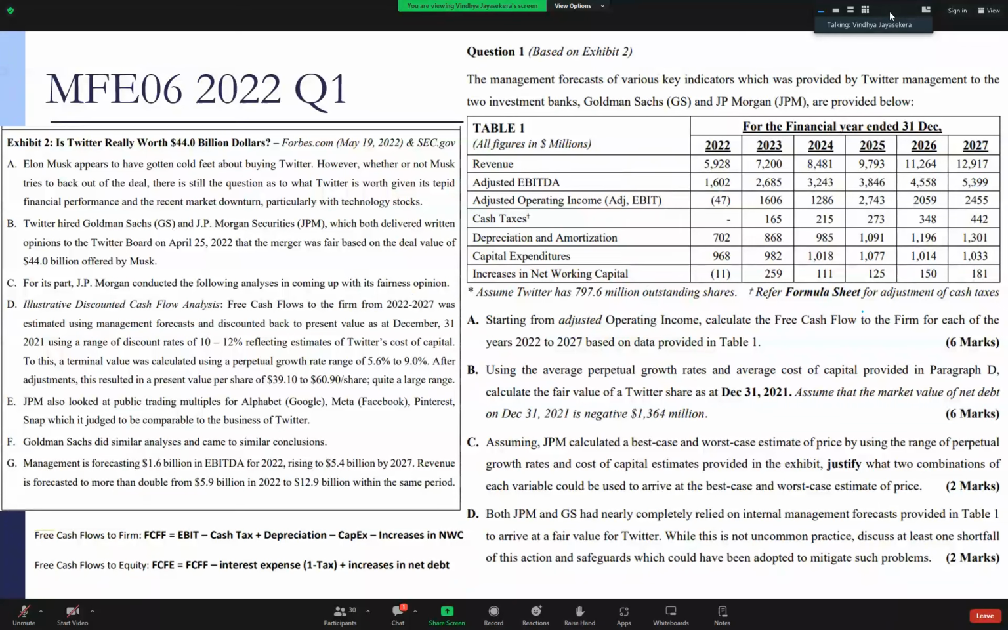what are the free cash flows to the firm? That's the first question. What are the free cash flows to the firm for each of these 6 years? What do you have to do?